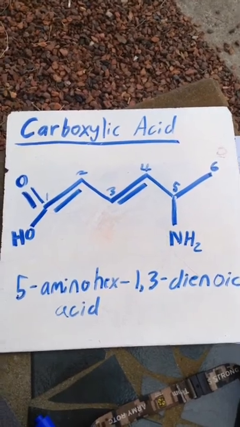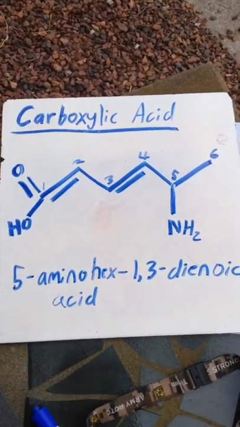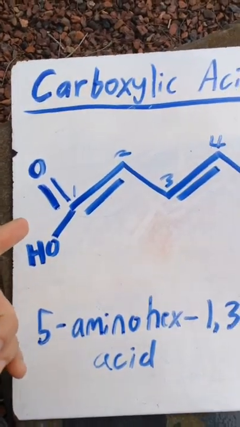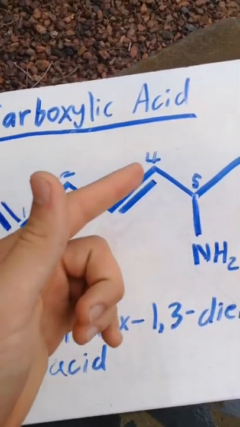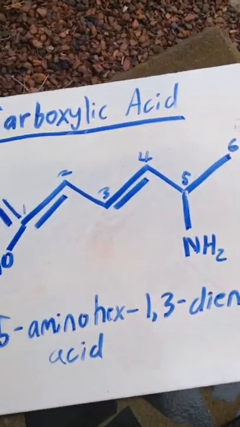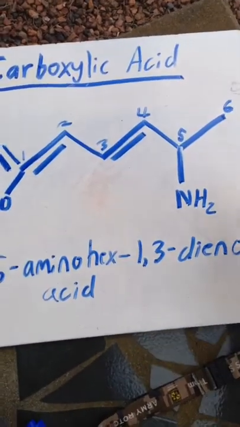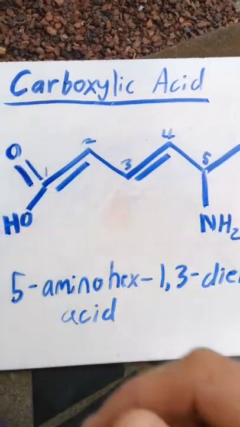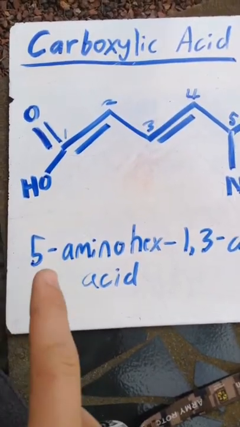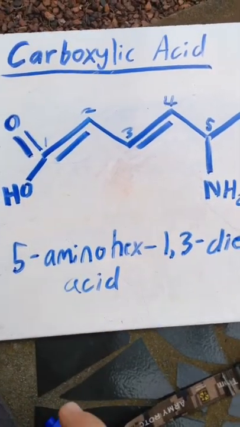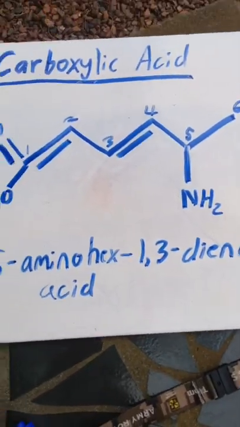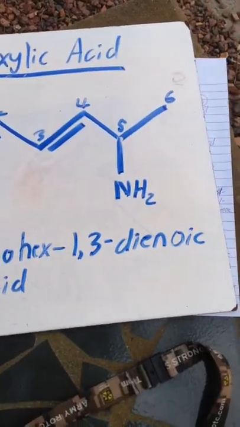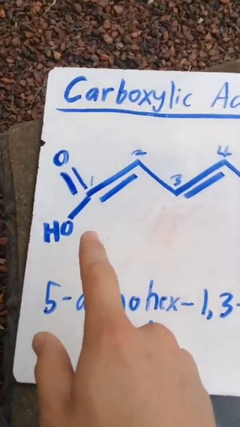Alright, here's another example of a carboxylic acid that is relatively simple. So you're going to start numbering it. Again, obviously you're 1 right here with your carboxylic acid, 1, 2, 3, 4, 5, and then position 6. So your longest carbon chain is 6. And right here you have an amino, and then you have a double bond at 3 and a double bond at 1. So to name this, you start with 5, because the amino is at position 5, 5-amino, and then hex, because it's 6, dash 1,3-dienoic, because there's two double bonds, dienoic acid, because it's a carboxylic acid.